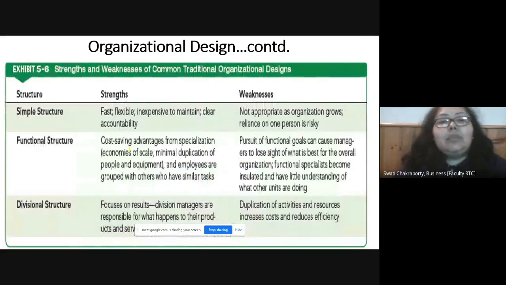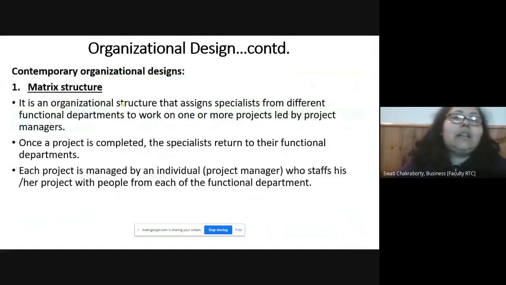This is the table which talks about the strengths and weaknesses of the different types of traditional structure. That's what we had just discussed. Now let's go to the contemporary organizational designs. The first type is the matrix.